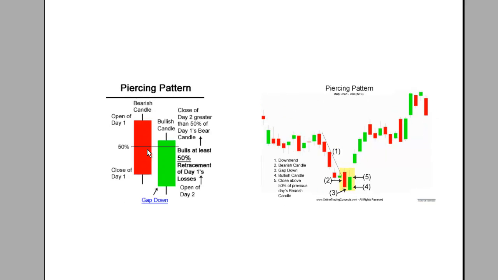Piercing pattern. Basically the same concept, except we're taking out the lows. We push back up over 50% of the previous day's body. So you want to at least pierce back into the previous candle. And that's basically it. The object here is to take out the lows and reverse and close near the highs. I think the better it is that we take out the previous lows, that we take out that trend low. It should be at the end of a trend, and we reverse into that.